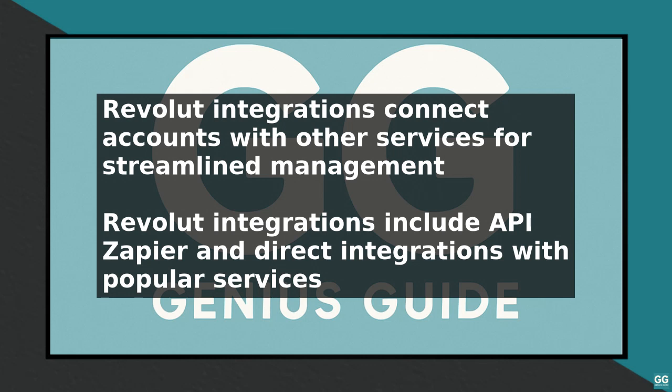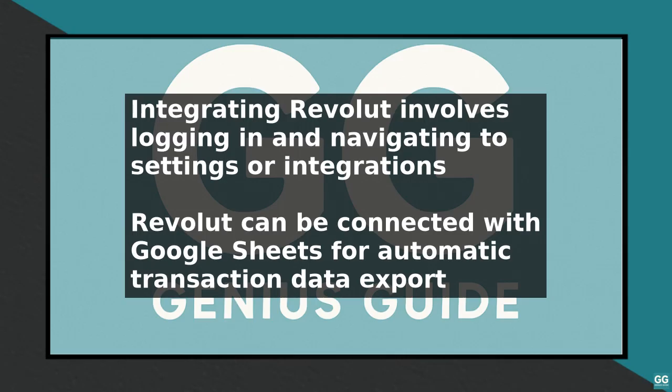To integrate Revolut with other services, start by logging into your Revolut account and navigating to the Settings or Integrations section. From there, you can browse the available integrations and select the ones you want to connect. For example, you can connect Revolut with Google Sheets to automatically export your transaction data and create custom spreadsheets.